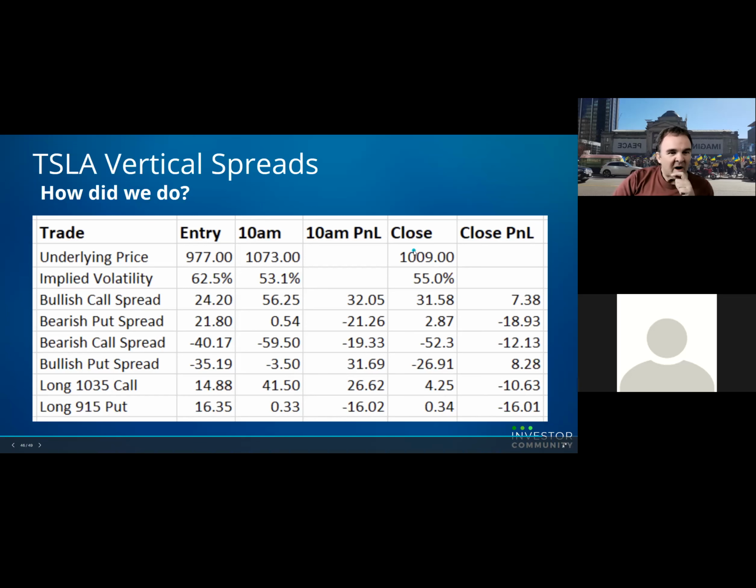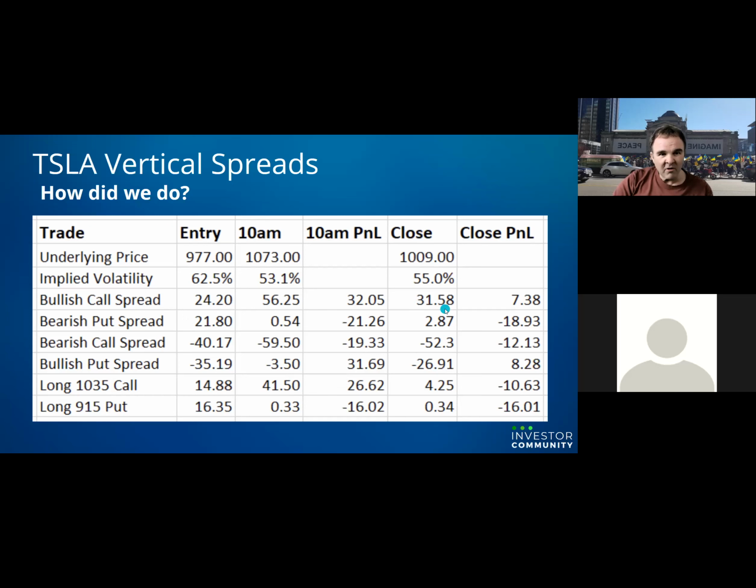Now, what about our bullish call spread? Okay, so we're bullish the stock, and we thought volatility doesn't really matter here. So our entry on that was 24.20. At 10 a.m., that had made a really nice gain. Went all the way up to 56.25, which gave us a profit of 32.05 at 10 o'clock. So you can see that this bullish call spread didn't really get hurt by the implied volatility drop too much.